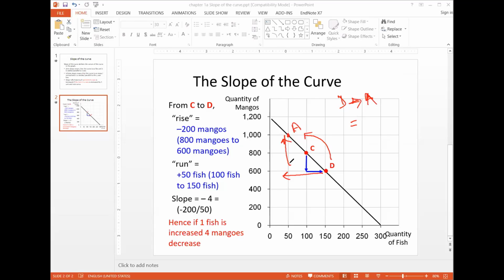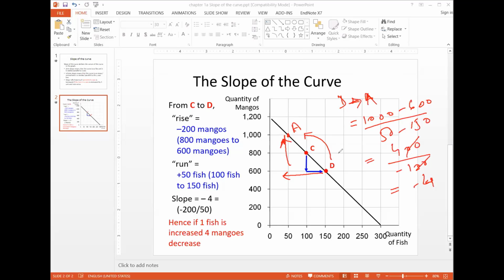The arrow, you can see the arrow. So up is, meaning, where the arrow ends, that number has to be written first. So 1000 minus 600, and in rise, 50 minus 150. Answer is still -4. So you can calculate slope anyway.